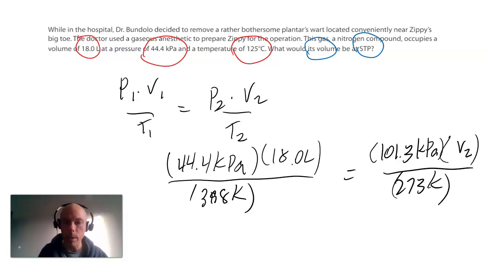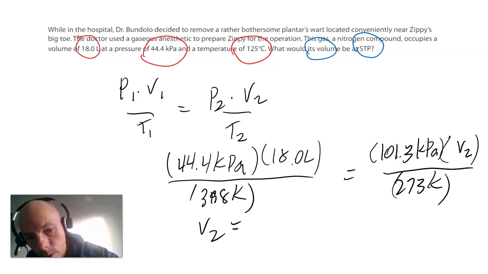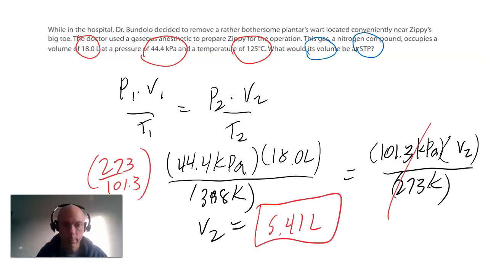So at this point it becomes algebra. What I'll end up doing is multiplying the left-hand side by 273 over 101.3 to get those away from the right-hand side. And I'll end up with a V2 of 5.41 liters. And just to remind you once again, all temperatures in all gas law problems need to be in Kelvin. For combined gas law problems like we just solved, the units for pressure don't matter as long as they're the same on both sides, and that's true of volume as well. Good luck, folks. Enjoy your gas law problem solving.